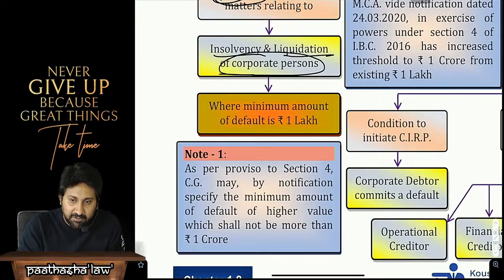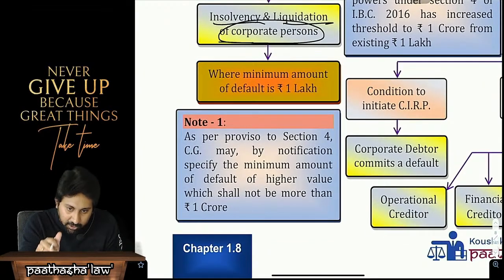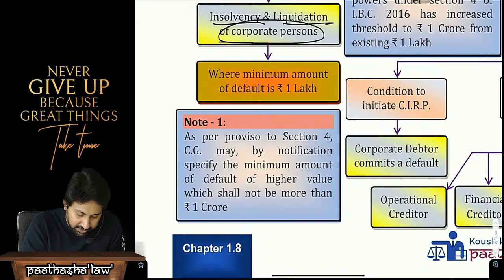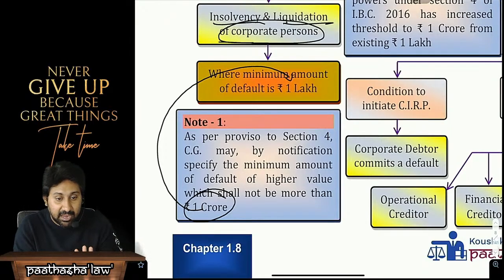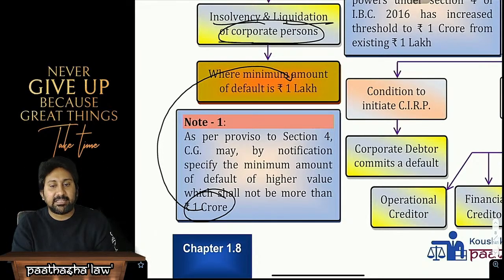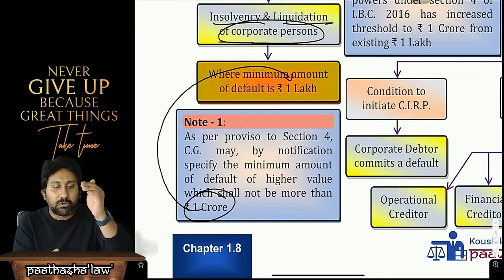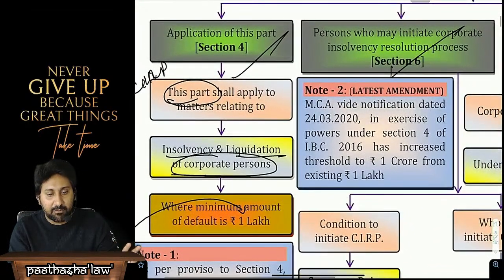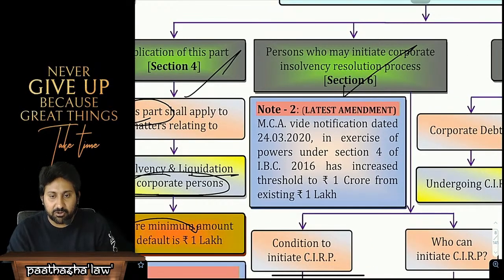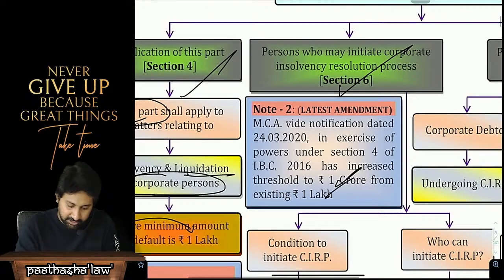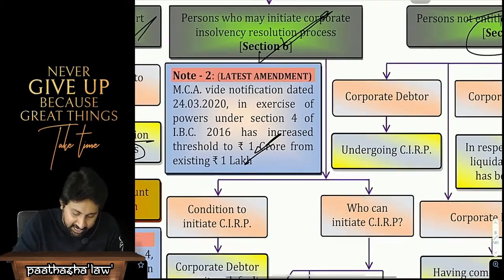When the minimum amount of default is 1 lakh. Sir, what is this 1 lakh? That's why I have given a note below. As per the proviso to section 4, the Central Government can increase the limit to 1 crore. Therefore, instead of 1 lakh, it will now be 1 crore. Don't strike this 1 lakh; in the Bare Act also 1 lakh is there. As of now, the government has increased it to 1 crore, meaning the minimum default amount should be 1 crore. MCA, by notification dated 24/3/2020, in exercise of powers under section 4, has increased the threshold to 1 crore from the existing 1 lakh.